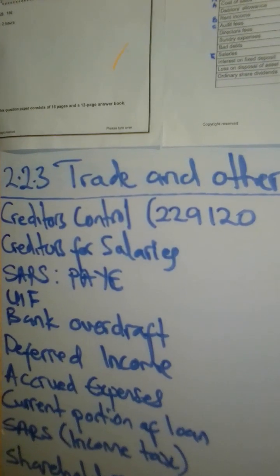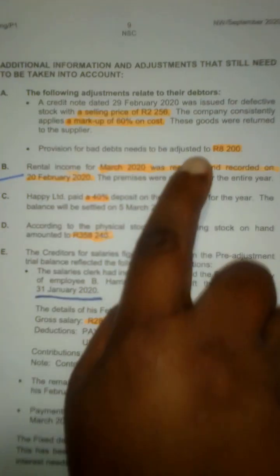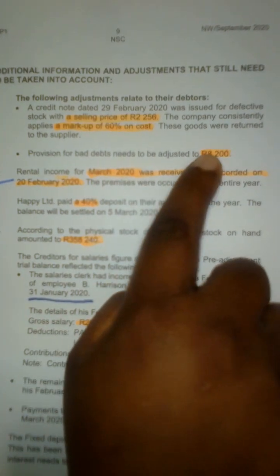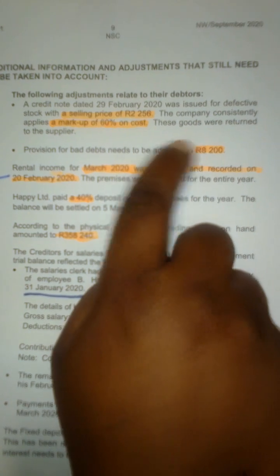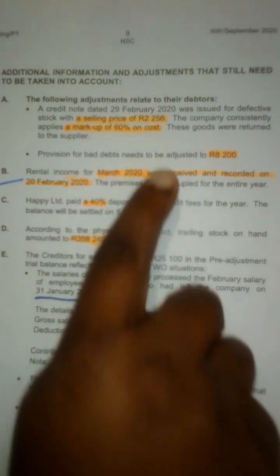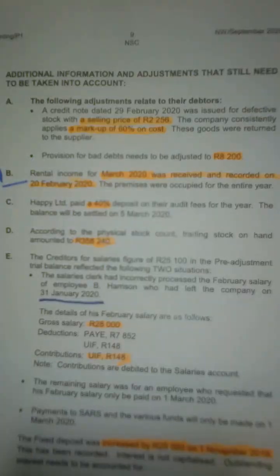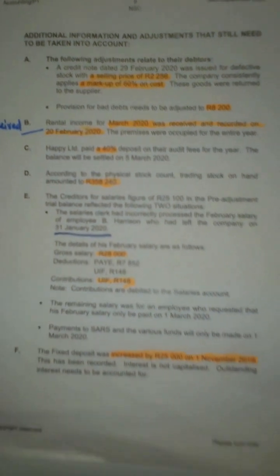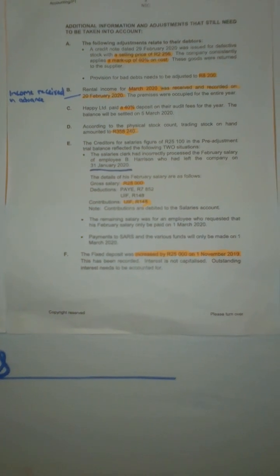Adjustment number A also affects our creditors control, because they say the company consistently applies a markup of 60% on cost. These goods were returned to the supplier. Suppliers are creditors. The customers returned the defective goods to the business, and the business also returned them to the supplier where it had bought that stock. So whatever was being owed to the creditors is also supposed to decrease by the cost price.